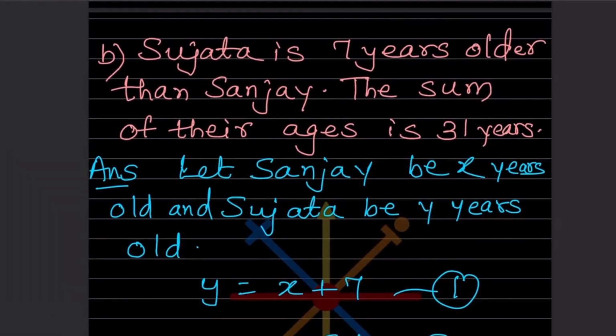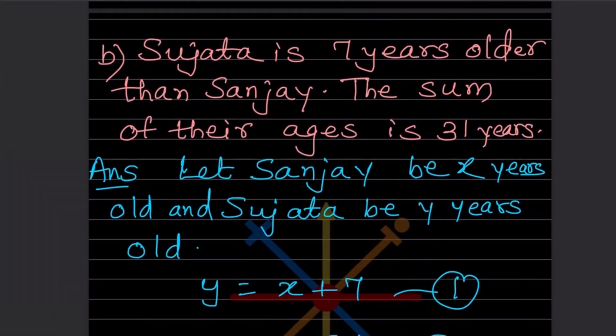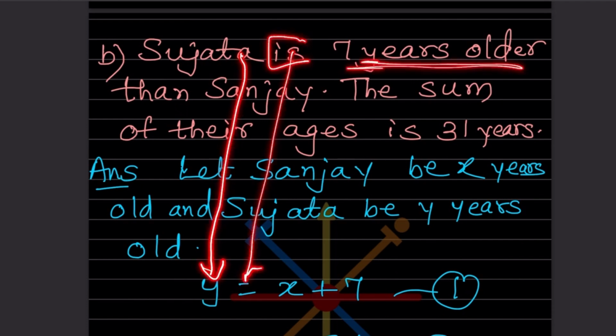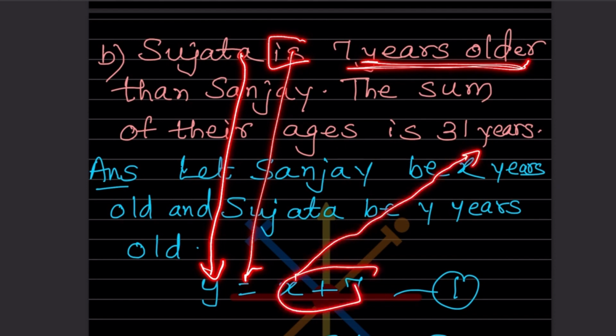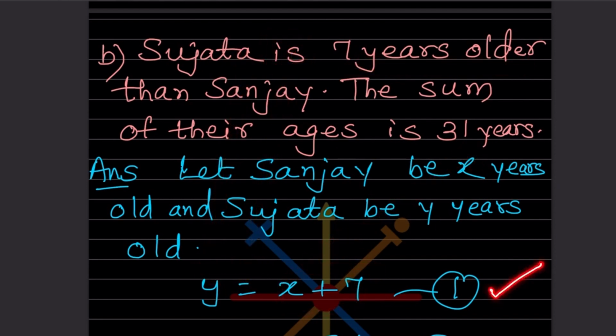Next question says that Sujata is 7 years older than Sanjay. The sum of the ages is 31 years. So now look at here, we don't know Sanjay's age, right? So let Sanjay be x years old and Sujata be y years old. Okay. So now what did they say? Sujata is y. Seven years older than Sanjay means Sanjay is x. So y is equal to x plus 7. So this will be our equation number 1.